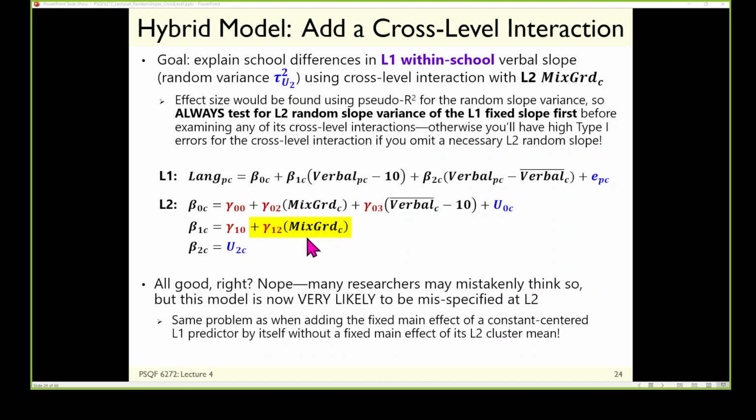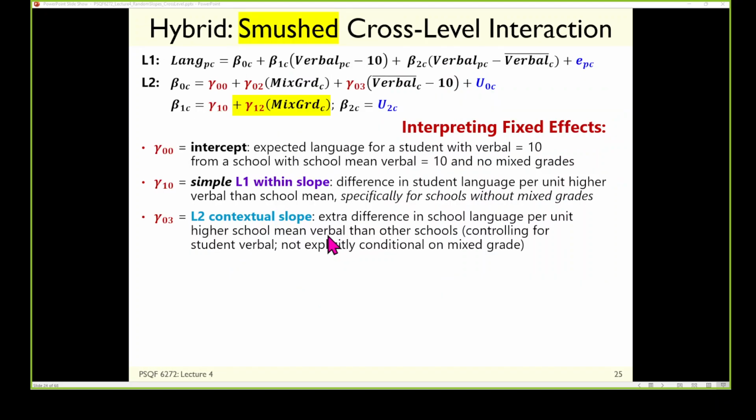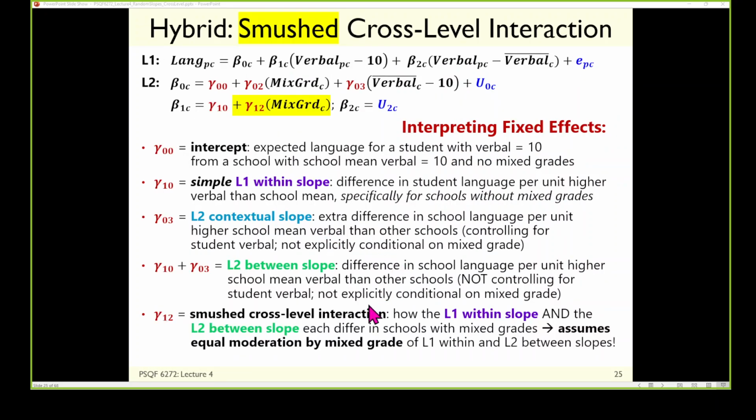So this, by the way, is not okay. It is the same problem as when we entered a level 1 predictor without unsmushing it. It's the exact same thing. It's just harder to see. What this is saying is that, this is where we got to last time, that the within effect of verbal is moderated by mixed grade to the same extent that the between effect is. Because we're lacking a contextual effect to make sure that this interaction applies only to the within part.